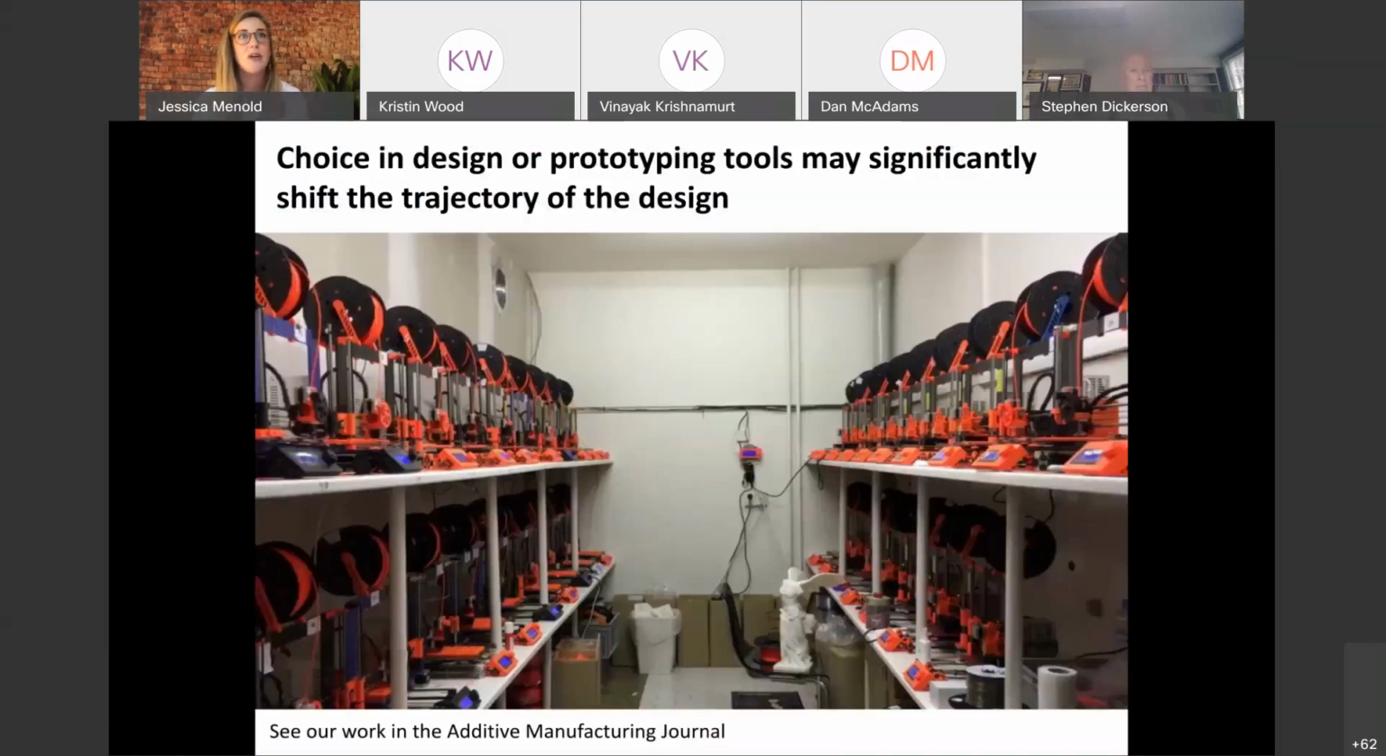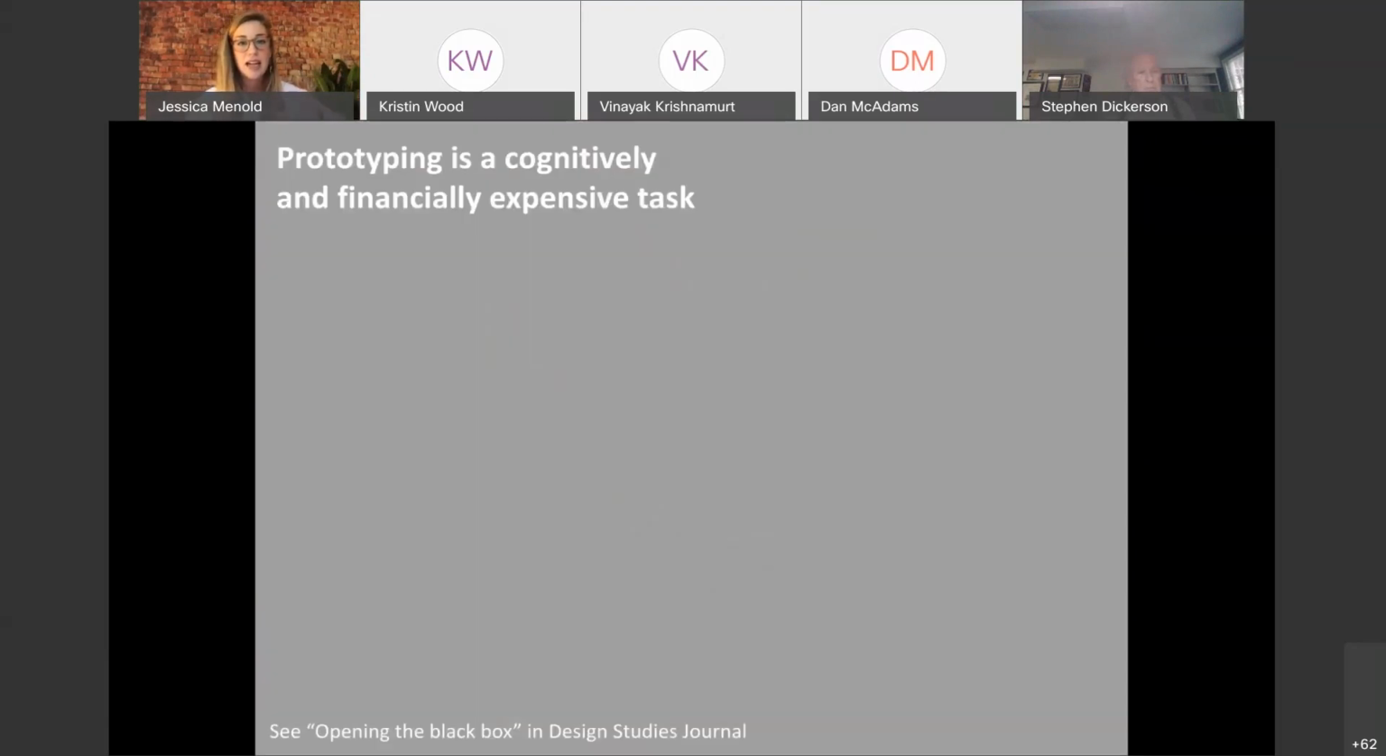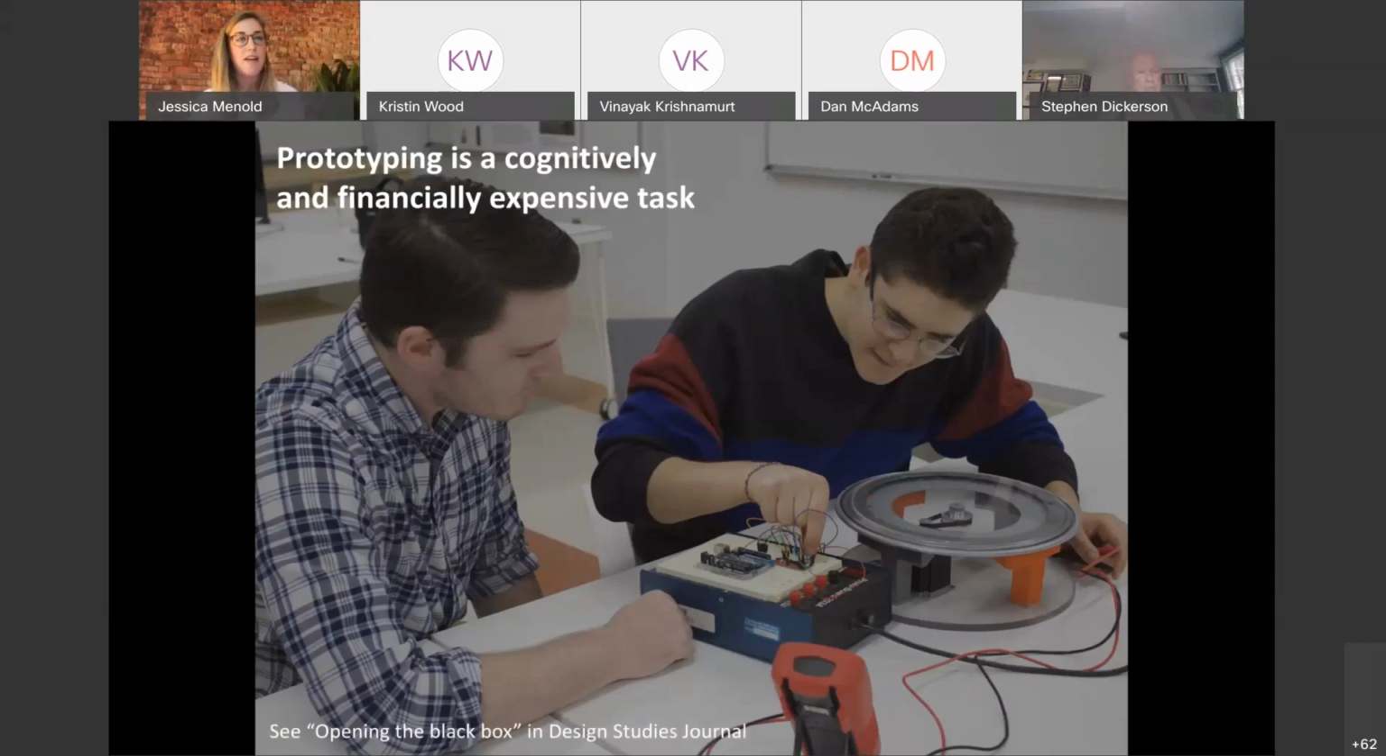And we also saw the choice in design or prototyping tools starting to really shift things. It might be a small shift at first, but ultimately it leads to larger shifts, shifting the design trajectory. And it's really critical that we understand how digital prototyping tools might be shifting the very nature of prototyping tasks, because it certainly has effects on long-term design outcomes. So the last thing that I want to leave you with, and what a lot of my research is pointing to, is that prototyping is a cognitively and a financially expensive task, and that these two variables are very tightly linked.